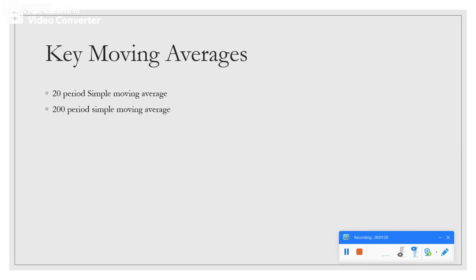So what are we going to use in this, and how is our setup going to be? We need to take a simple 20 period moving average and a 200 period simple moving average and plot them on our chart. Without much waste of time, let me take you to the charts.